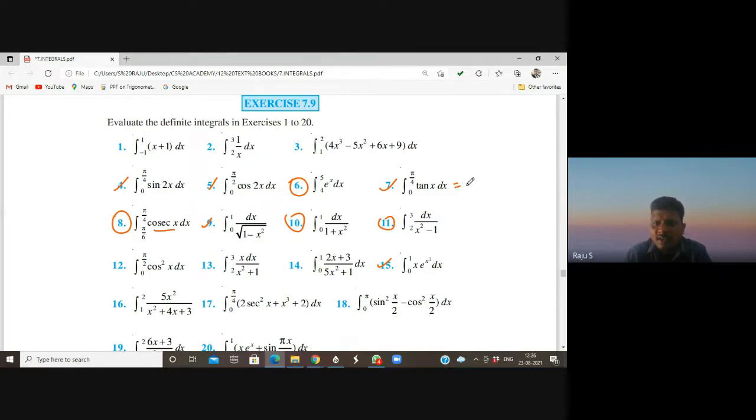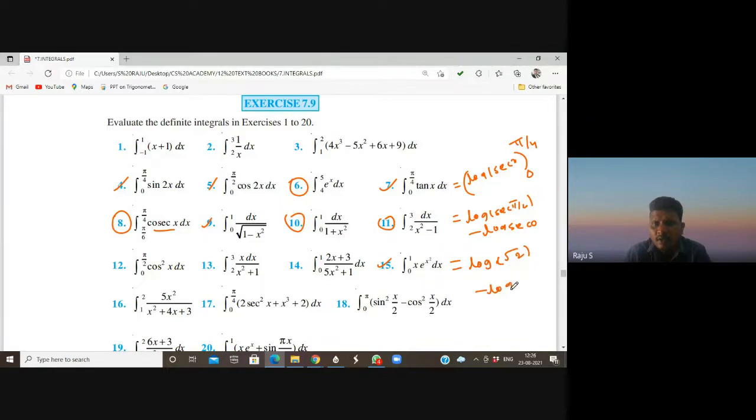Okay, what is the integral of tan x? Log mod secant x from 0 to pi by 4. For example, these questions they have given in objective. Like see here, log of secant pi by 4 minus log of secant 0. Log secant pi by 4. What is secant pi by 4? Root 2. Am I right?